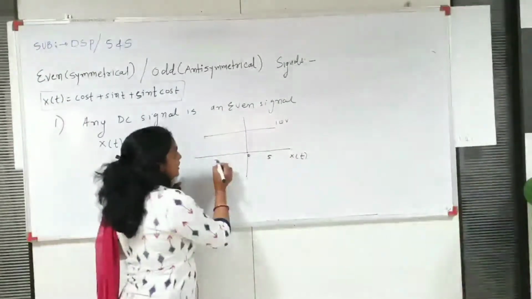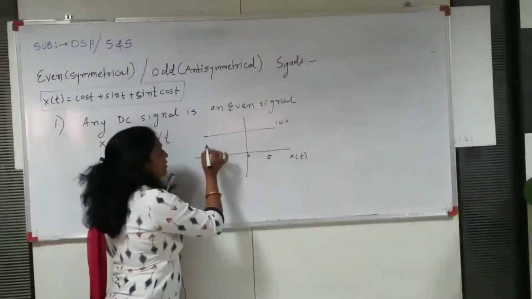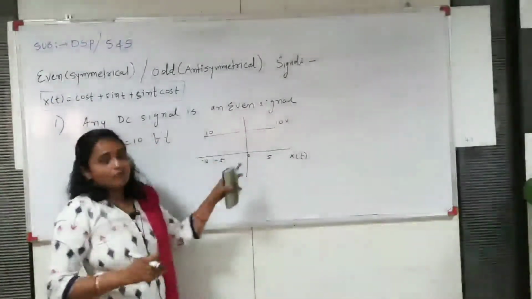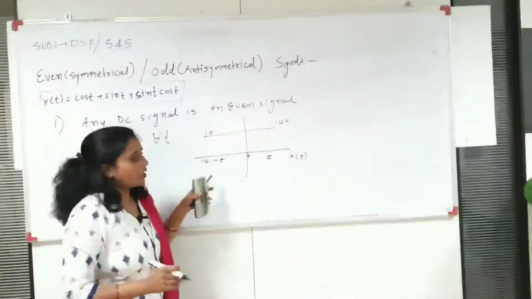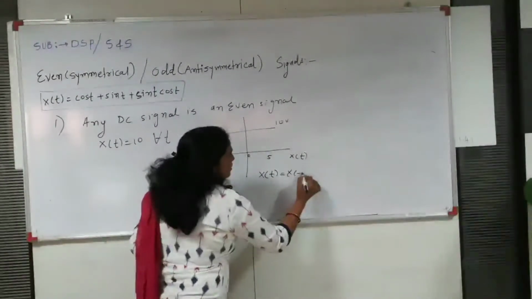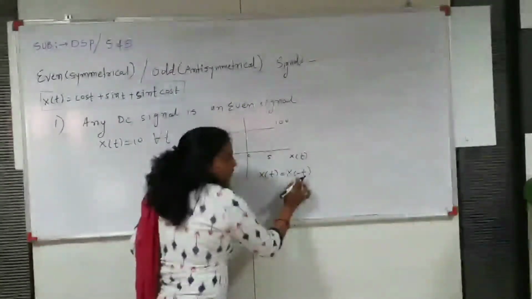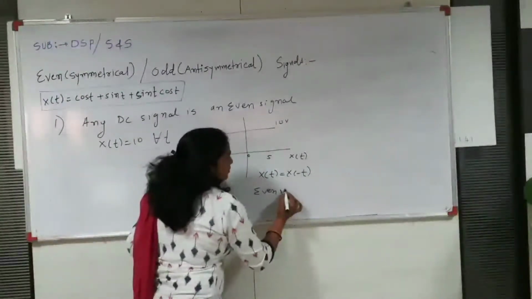Same way for the time reversal signal. For minus 5 it's also 10, for minus 10 it's 10. So from this figure we can say that it's an even signal, okay, because whatever value we are getting at the positive side is the same at the time reversal side. So it's called an even signal, okay.